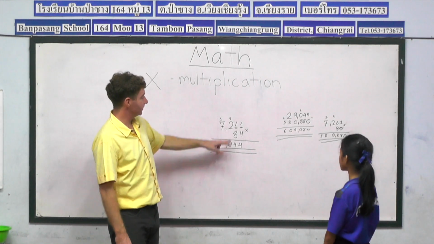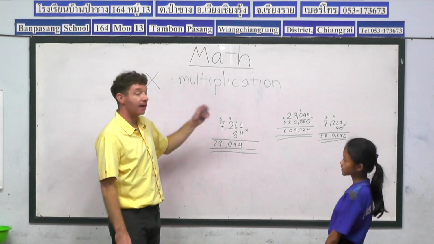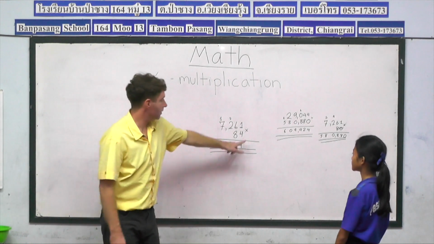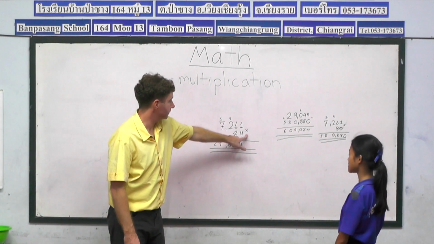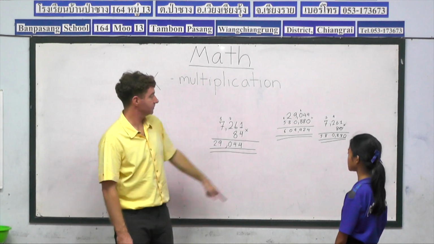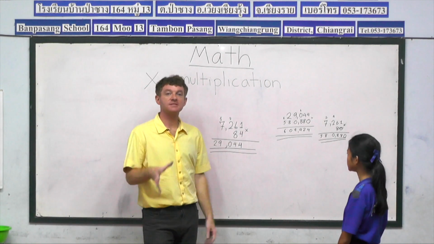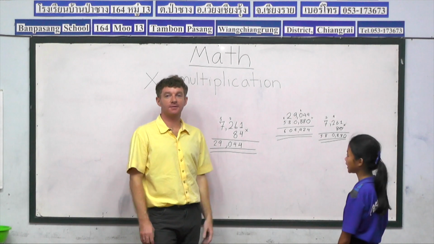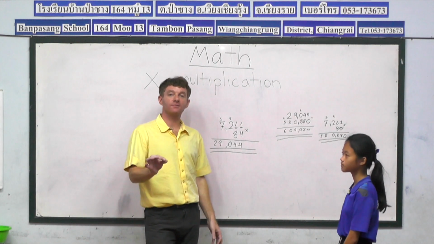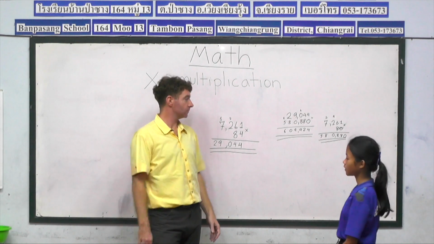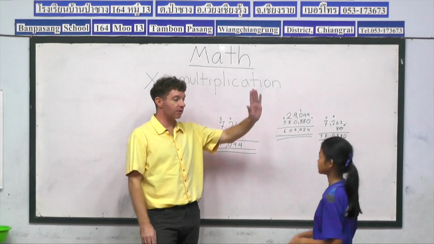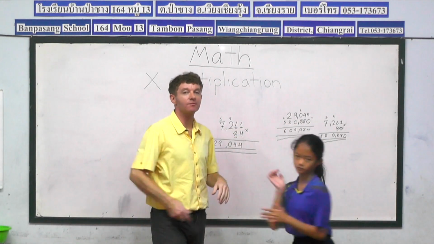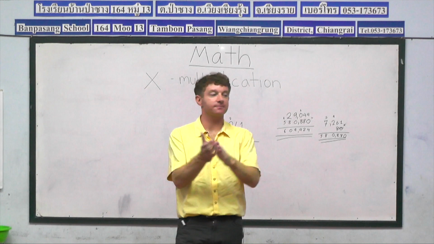So our full answer, 7,261 multiplied by 84 equals 609,924. Dan, that was brilliant. High five and a big round of applause for Dan, please, guys.